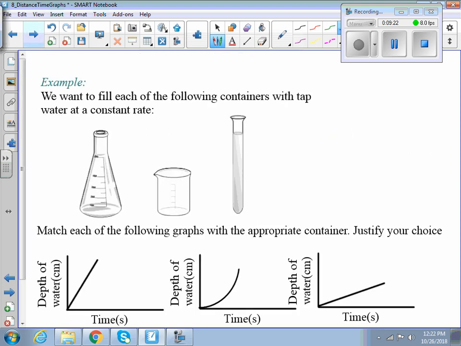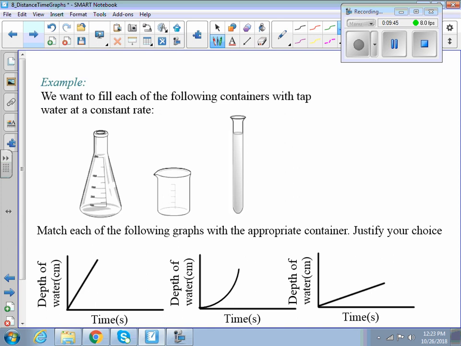Now I want you to look at these. There are three containers. Okay, you see them generally in a science room. And we are basically pouring water in each of them at the same rate, and we want to know which graph represents which one. But before we get there, what's the name of each of these containers? What's the name of the first container here?